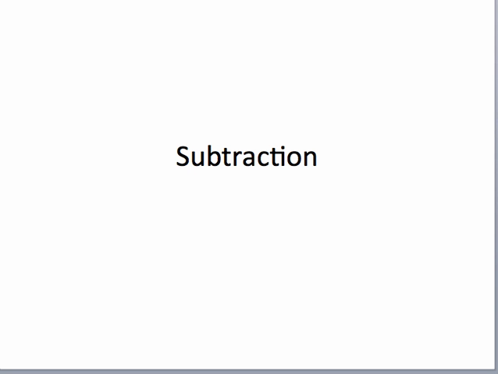The aim of this video is to go through the mathematical language around subtraction in Irish primary schools today. The context of the video is to clarify some of the language that's currently used in some primary schools and to ensure that the right language, or the most up-to-date language, is used.